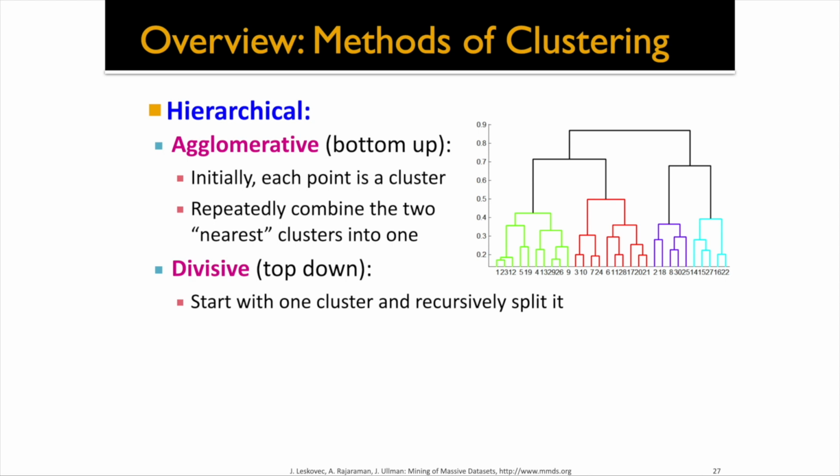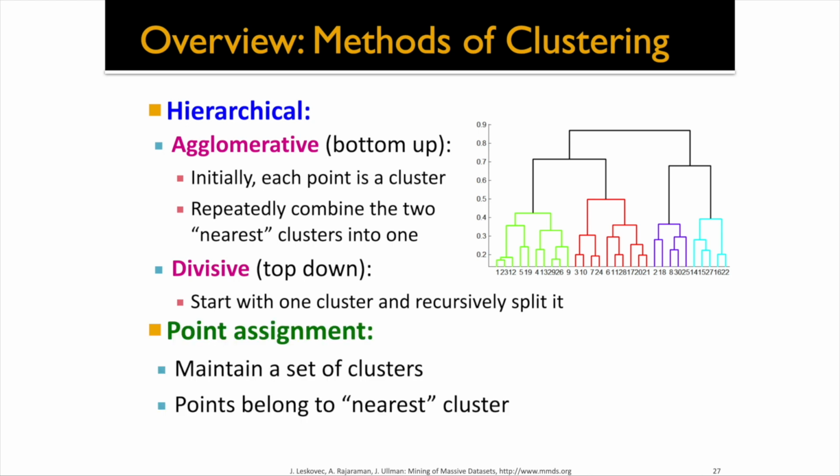But that's not the only way. You can also go from the top down, the divisive hierarchical clustering approach, where you start initially with all points in one cluster, and you recursively split this cluster up until you have some pre-specified number of clusters, or you hit some stopping condition in your recursion. So that's the hierarchical method. There's also the point assignment method, where you have some set of clusters associated with some set of points, and then as new points come in, or as you evaluate new points, you assign points to their nearest cluster.